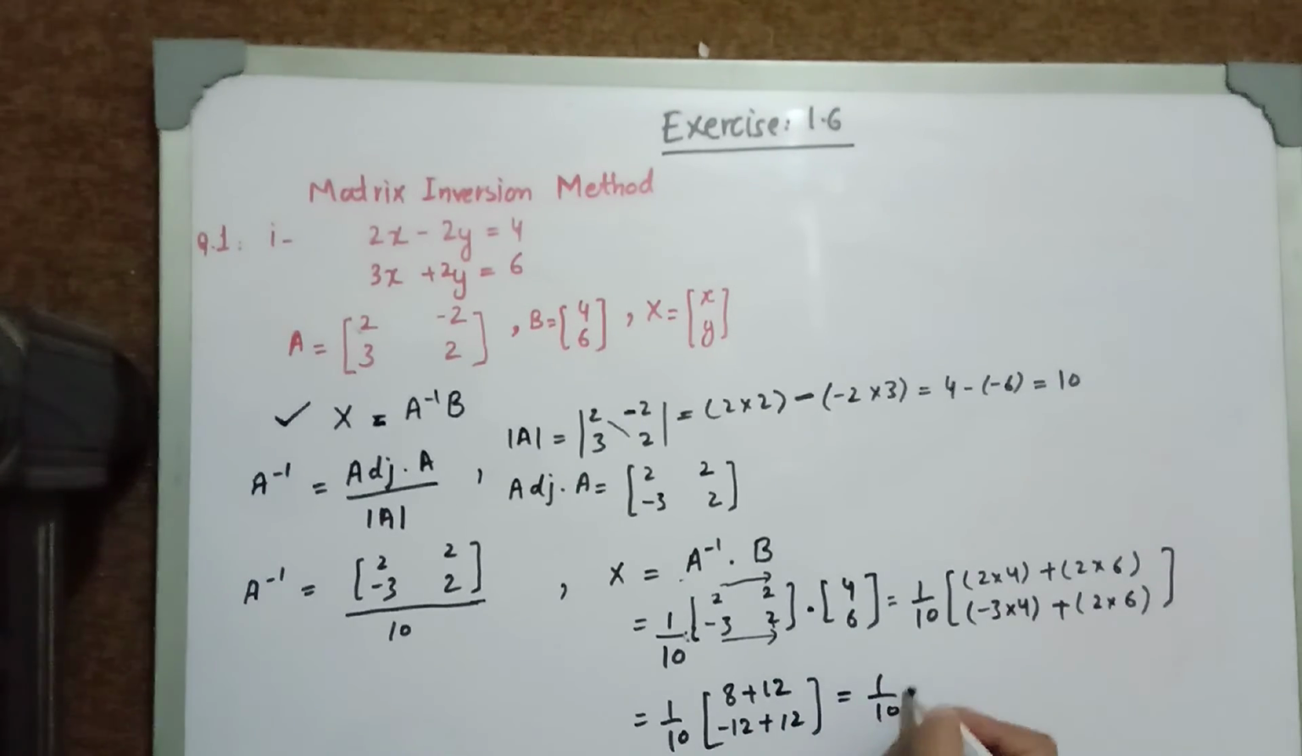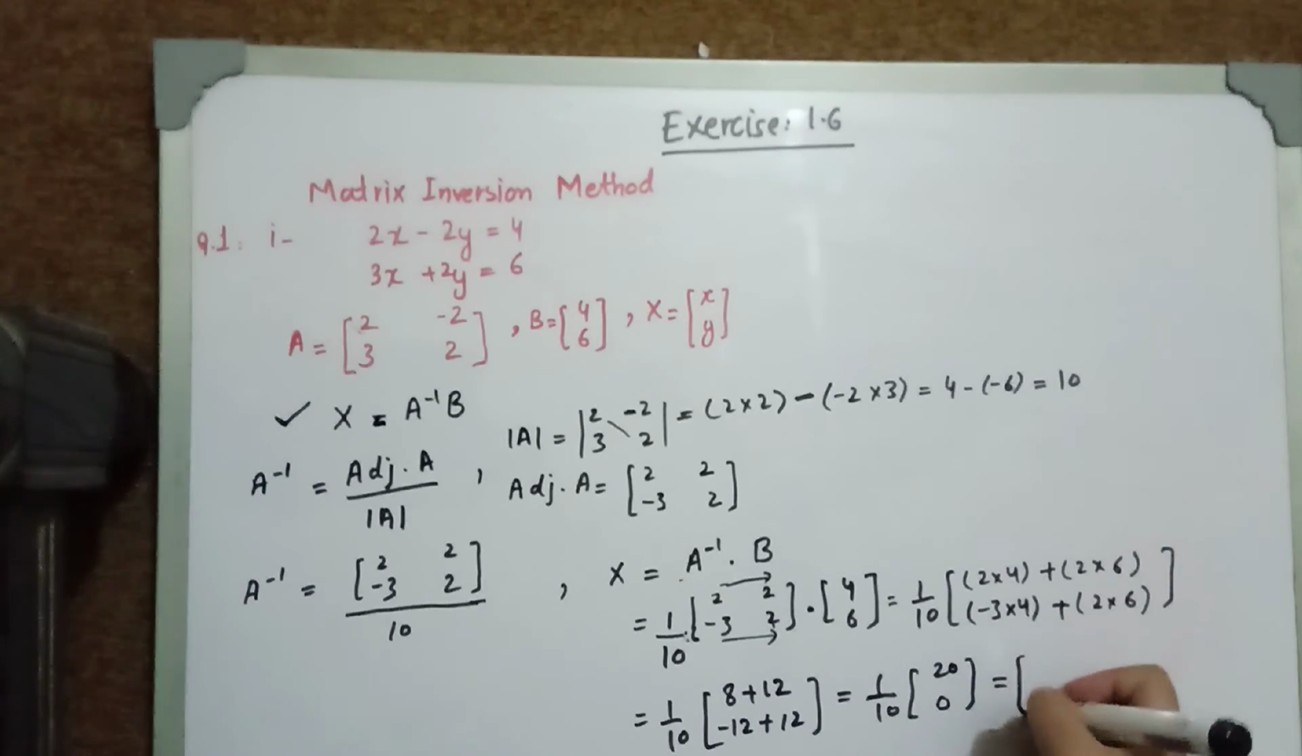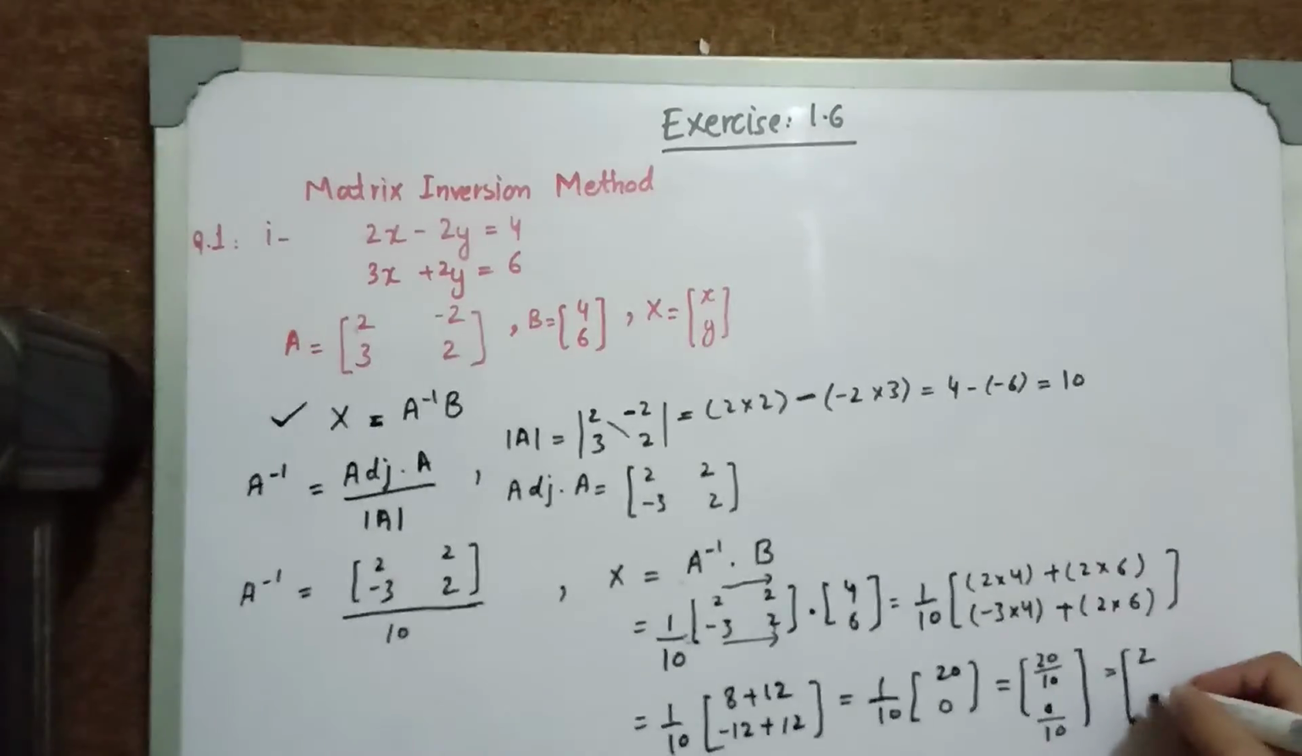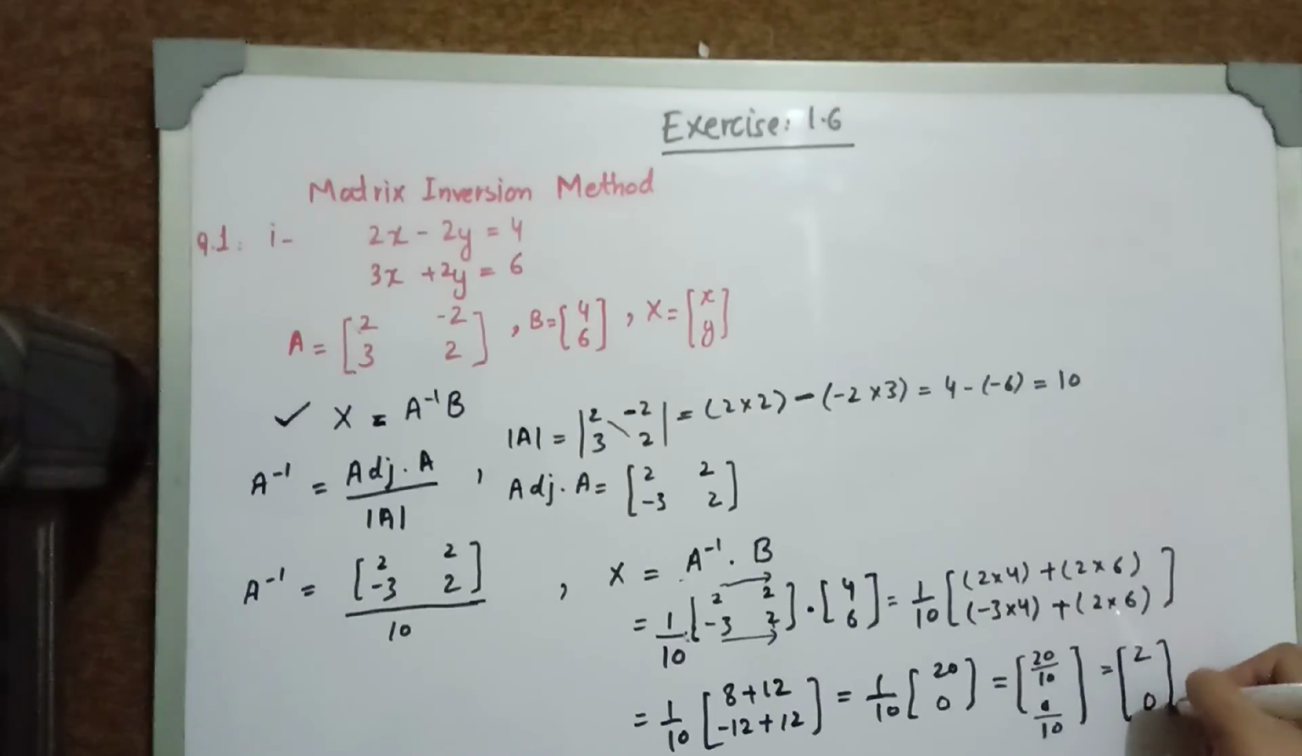On further simplifying, we get 8 plus 12 is 20, minus 12 plus 12 will be 0. Now we are going to divide this matrix by this 10, because this 10 means that this matrix is being divided by 10. So let's divide each entry of this matrix by 10. 20 over 10, second entry is 0, 0 over 10. On simplifying, 20 over 10 will be 2, and 0 over anything is 0, because 0 over any number is always 0.